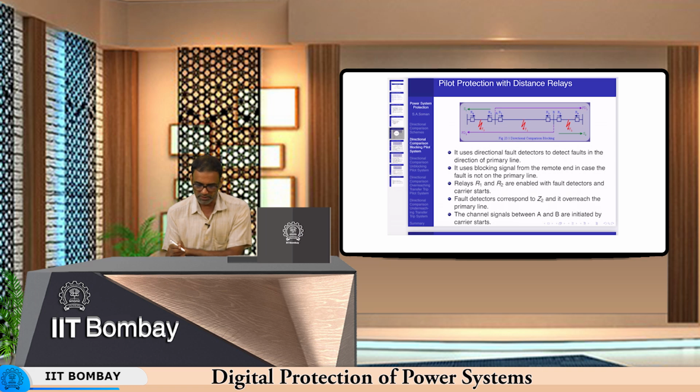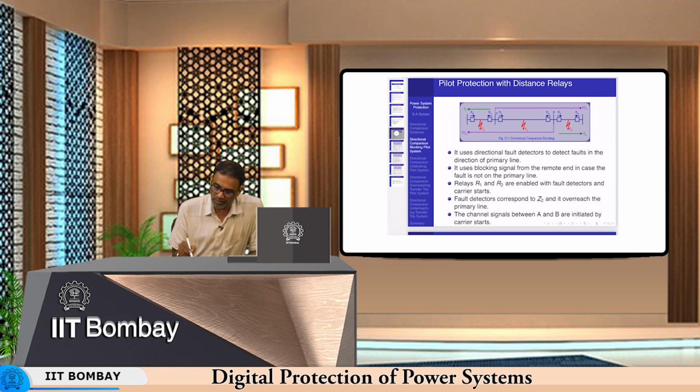Okay. So now just as an example, here if there is a fault at F2, or the fault F2 occurs beyond the bus B, then what will happen is FD1 will pick up, but the S2 will also pick up and the carrier will start, and then this relay here will not operate in zone 1 time.